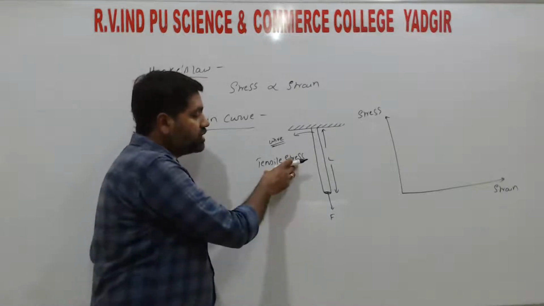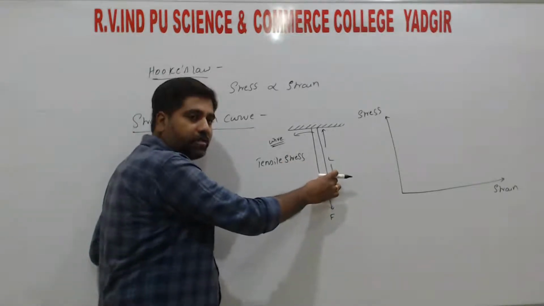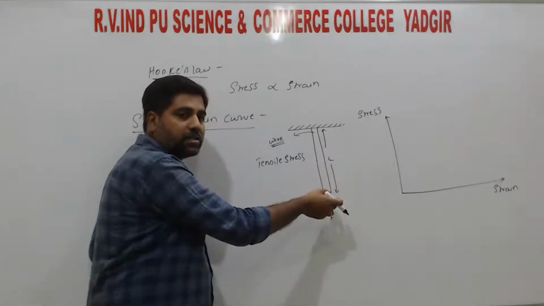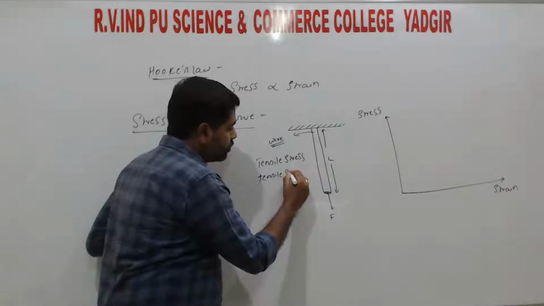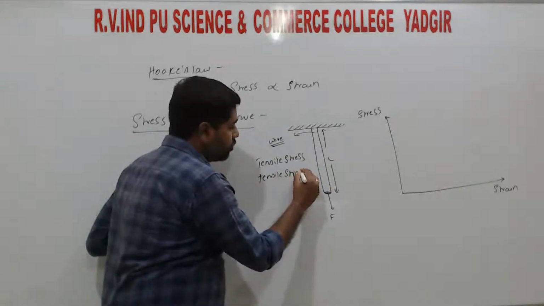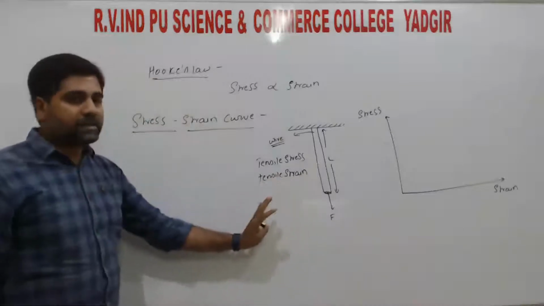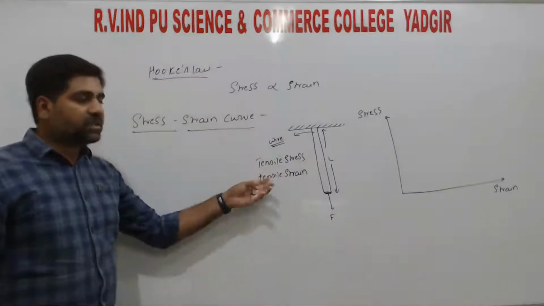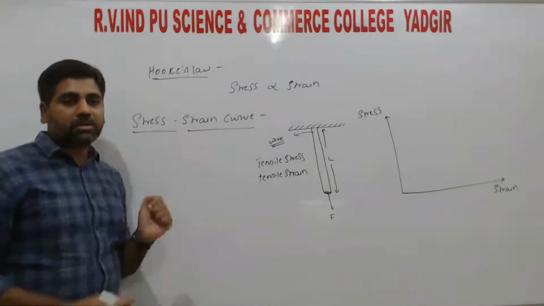Due to this tensile stress, there is a change in configuration in length. That is the tensile strain. Right? Up to now we discussed tensile stress and tensile strain. Now the relation between the stress and the strain.